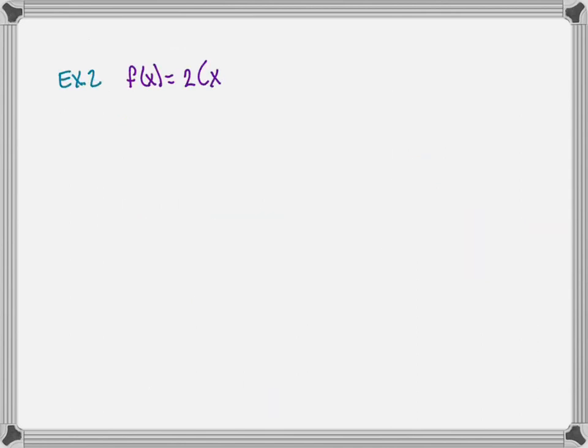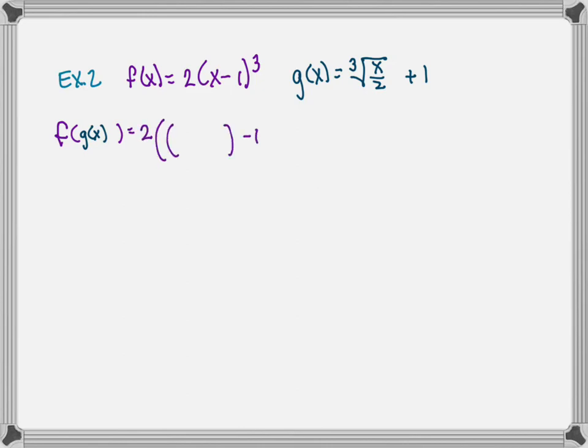Let's look at a slightly harder example, still again using cubic and cube root functions. So here in example 2, f of x equals 2 times (x minus 1) quantity cubed, and g of x equals the cube root of x over 2, plus 1. So we'll start by finding f of g of x again. So writing my f function, 2 times something minus 1 quantity cubed, and I'll substitute in my g of x function in the parentheses. So I have 2 times the cube root of x over 2 plus 1, minus 1, all quantity cubed.